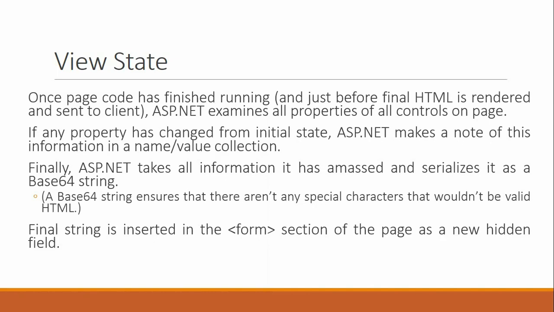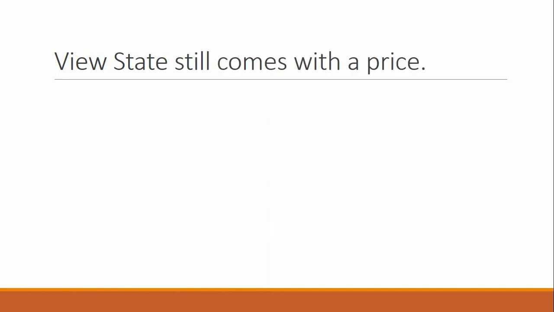What about application state? Application state is n number of users, n number of pages of one particular website. These are the three important things I wanted you to remember: view state, session state, application state. Okay, so let me just quickly finish.